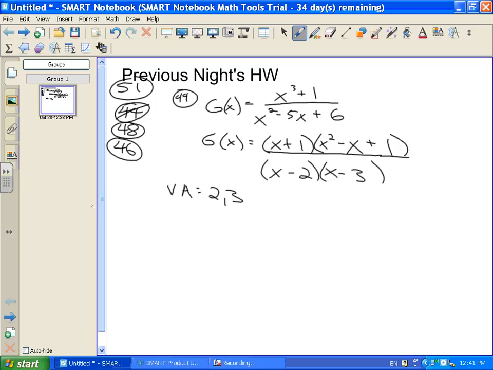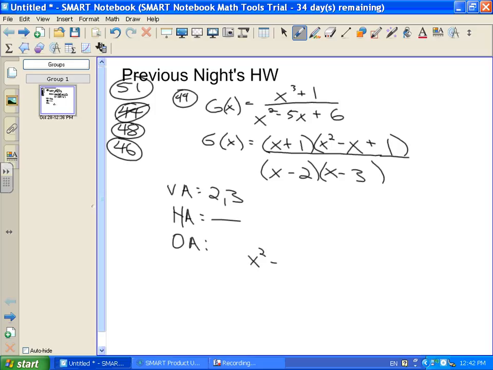Now, horizontal asymptotes. No. Horizontal asymptotes are the 3 categories. What category does this one fit into? Right, so there is no horizontal asymptotes, but there are oblique asymptotes, and we need to go looking for them.